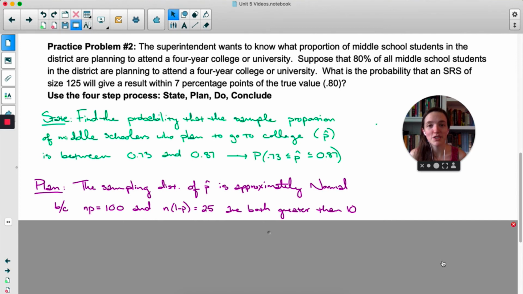The next thing we need to do in the plan step is figure out the mean and the standard deviation of the sampling distribution. The plan step is basically figuring out all the pieces that you will need to do the problem.